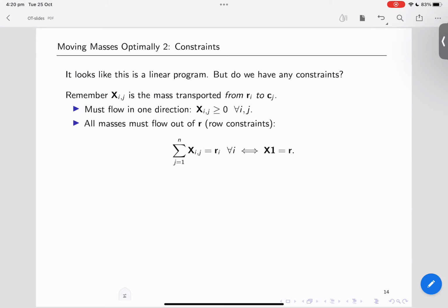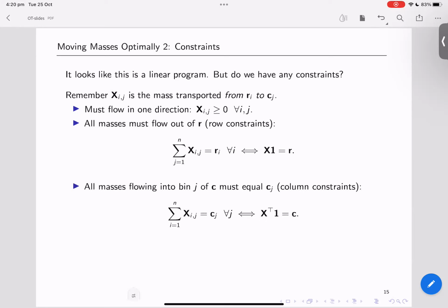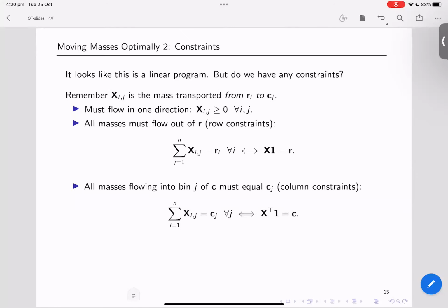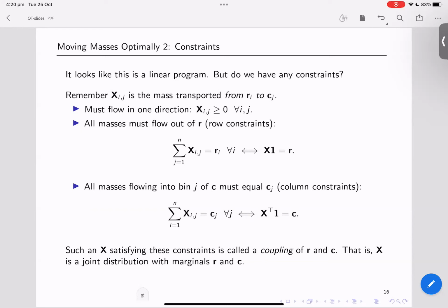And then similarly, you would have the same constraint for C, right? Meaning all masses flowing into the bin j of the target distribution must be equal to Cj, okay? Yep, and that's all the constraints that we have. Feel free to interrupt me if you have any questions about these.